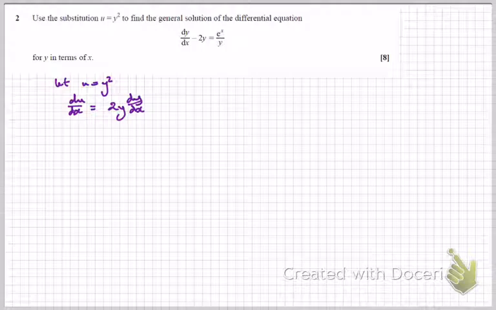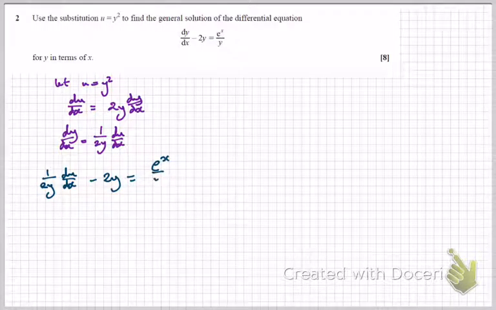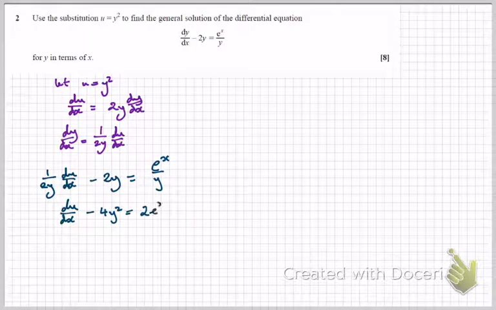I'm going to write it as follows: dy/dx is equal to 1 over 2y du/dx. I'm going to substitute this in and see what happens. So replacing dy/dx by 1 over 2y du/dx from the question, I'm not going to replace y yet, I'm just going to write it as minus 2y, then e to the x over y. If I times through by 2y now, I get the following: du/dx minus 4y squared equals 2e to the x.